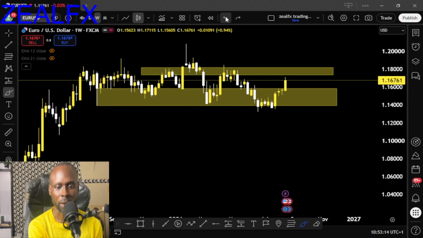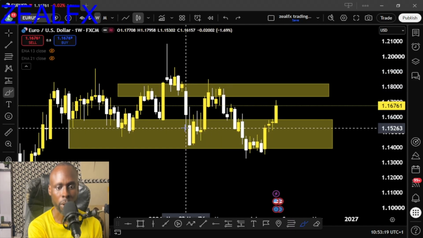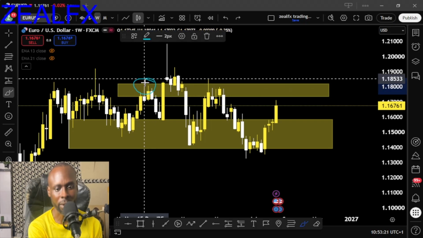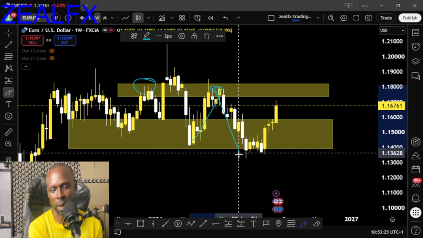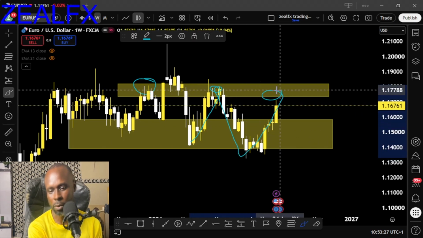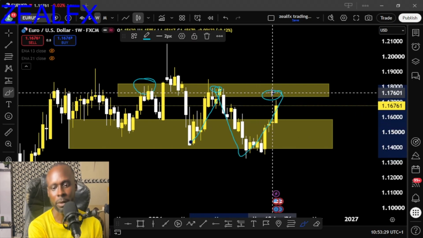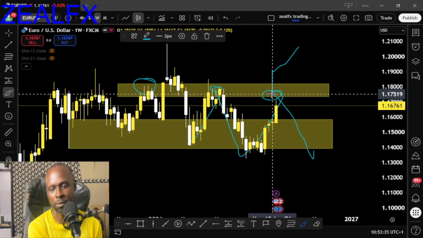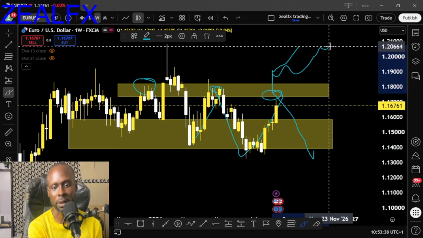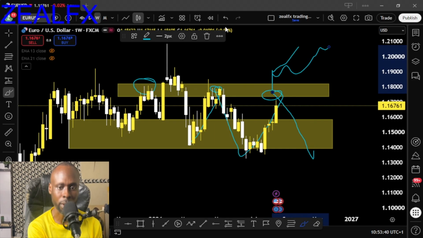Then let's look at the resistance levels. On the resistance level, you can see that we have this resistance. The first time price hit this resistance, what happened? Price dropped. We expect price to hit this resistance back. If price hits this resistance and fails to close above it, this might push price down. But if price closes above it, this might trigger more bullish move for the euro to the top side, guys.